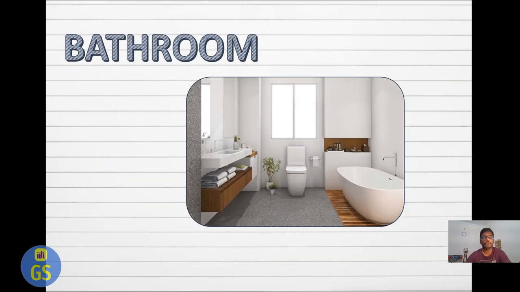Next we need to know about bathrooms. We are aware of bathrooms. We have attached washrooms and individual bathrooms, and we also have toilets. Some require a bathtub. What should those dimensions be? All these things we are going to discuss.